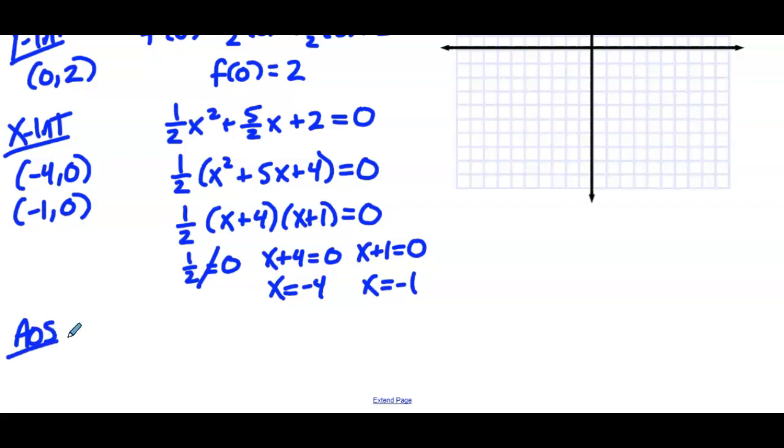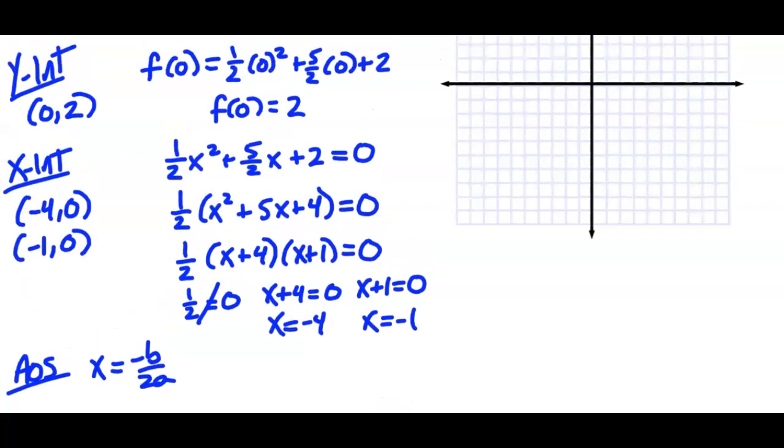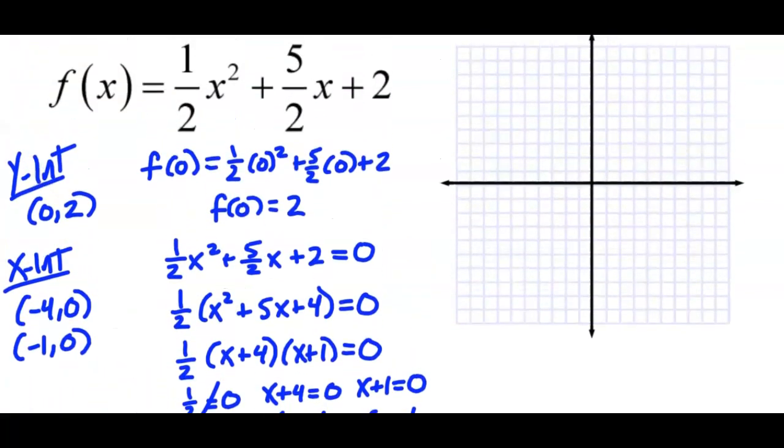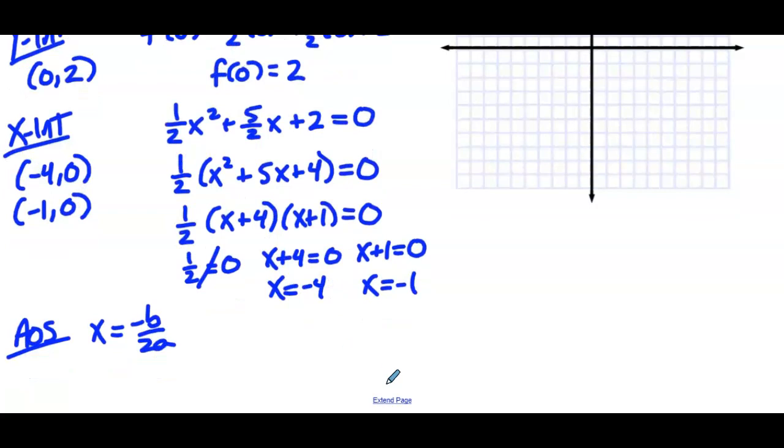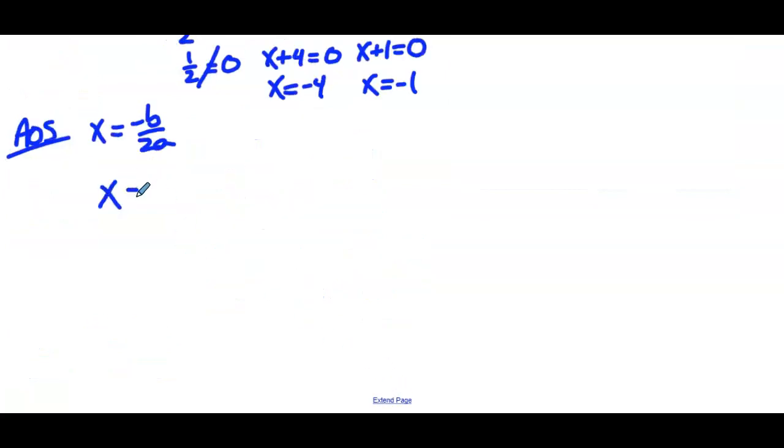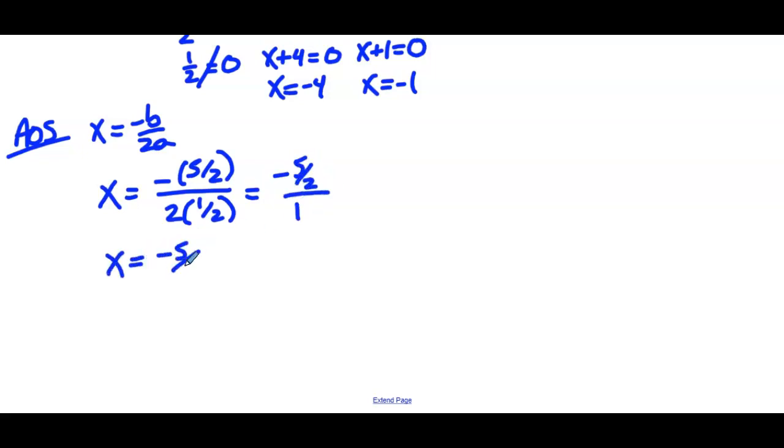Next up, we've got to find that axis of symmetry, x equals negative b over 2a. So in this case, b is 5 over 2 and a is 1/2. So we have x equals negative 5 over 2 times 1/2. So that's negative 5 over 2 divided by 1. So x is negative 5 over 2 as the axis of symmetry. So our vertex is negative 5 over 2, comma.